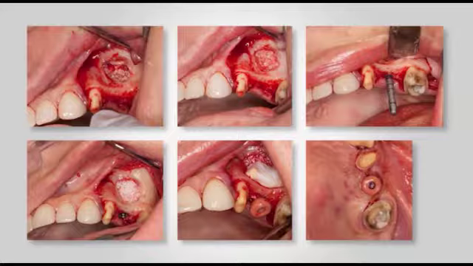So he did a phenomenal job because we knew exactly what we wanted ahead of time, and then we knew exactly where we wanted the implant based off of our models.